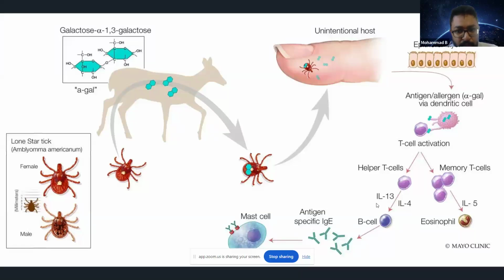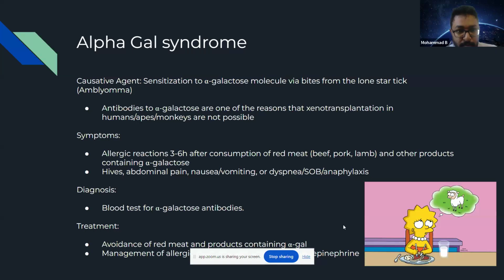And the next time we eat red meat, our body will recognize this as an allergen and mount an allergic reaction. As you can imagine, the symptoms would be allergic reactions, hives, abdominal pain, and it could even progress to anaphylaxis, shortness of breath.